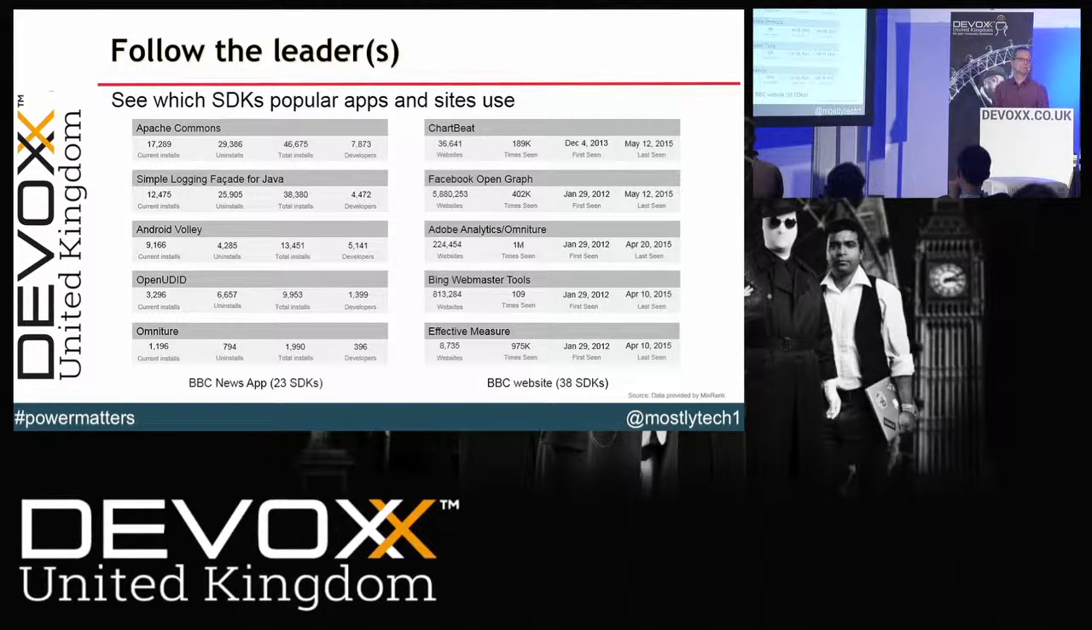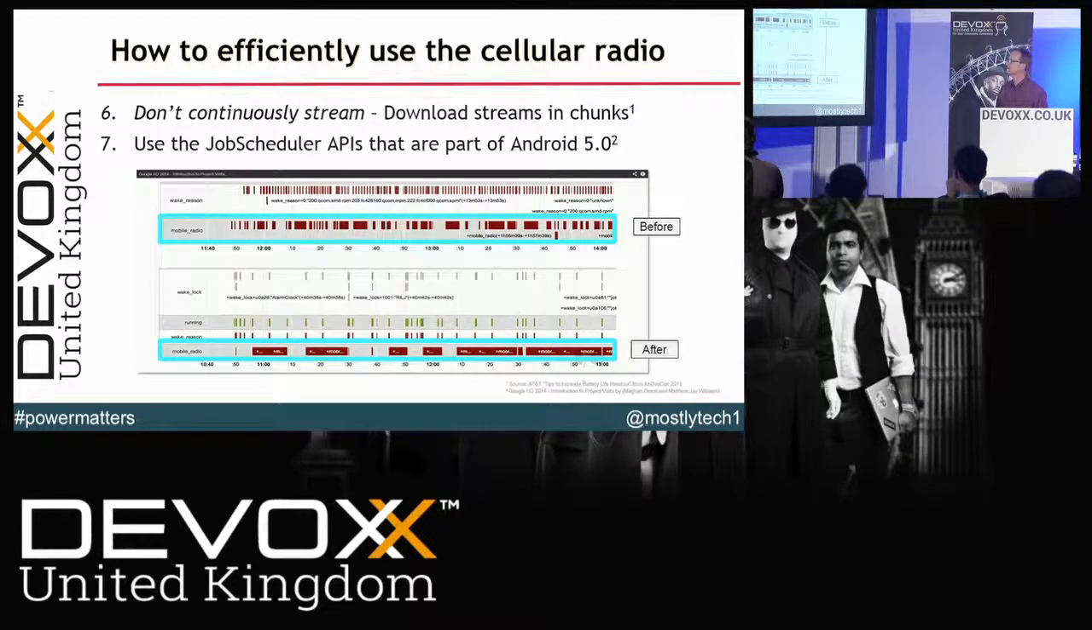It's also very interesting to see what they stopped using. And then you can look at other popular apps, and if you see, oh, why is everyone dropping this SDK? Well, there's probably a good reason. The BBC website actually uses 38 different SDKs, so follow the leaders, see what they're using. Sometimes you can save some time.